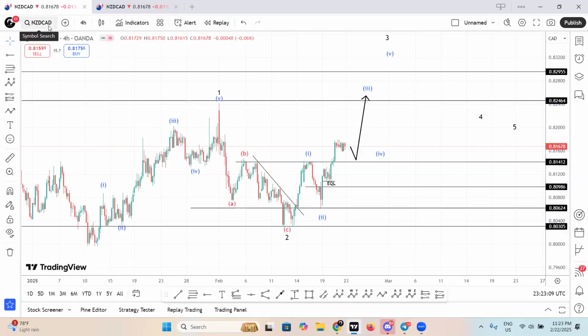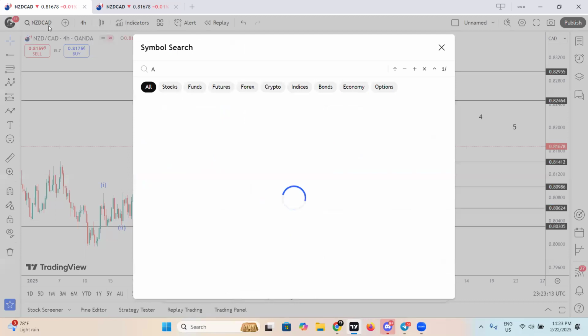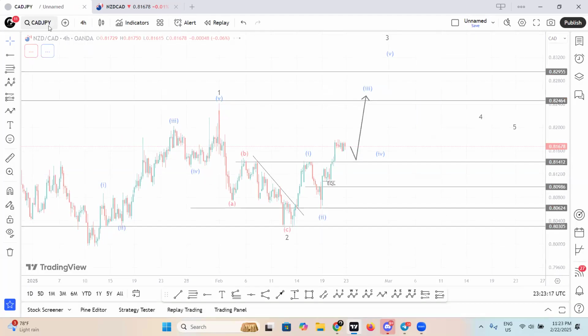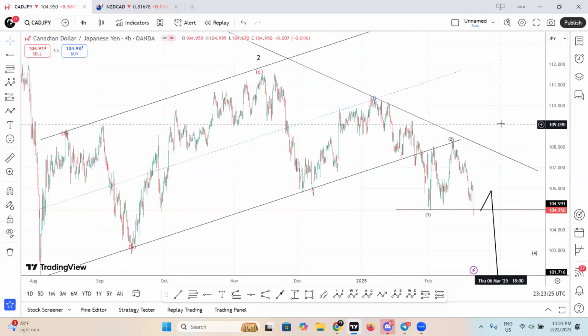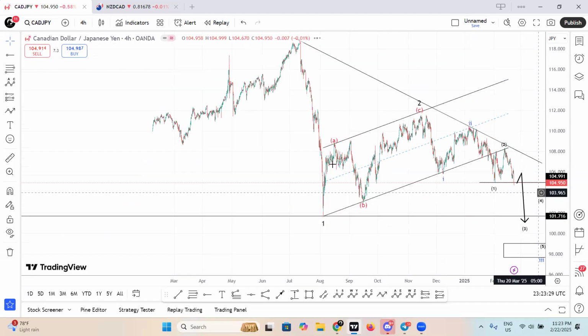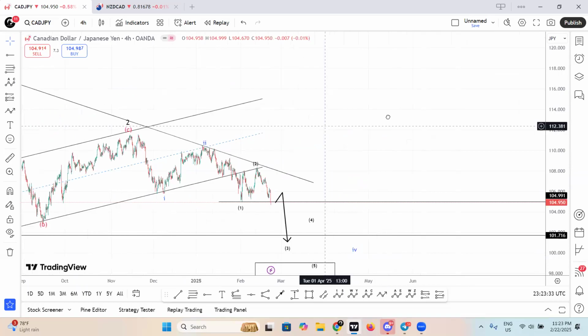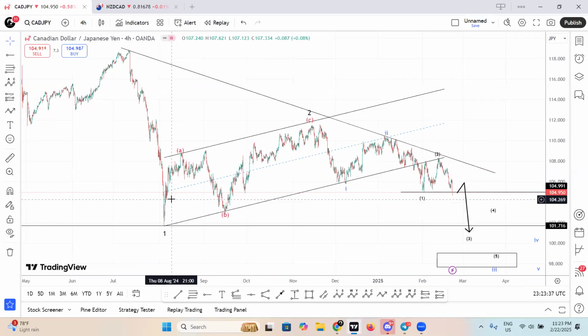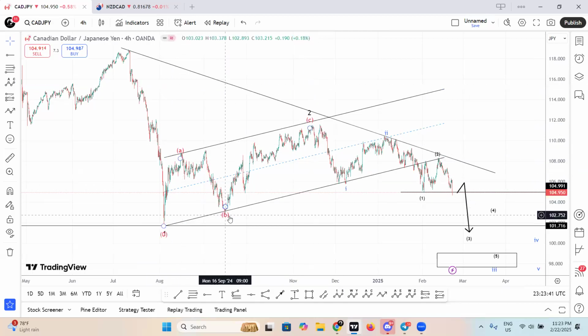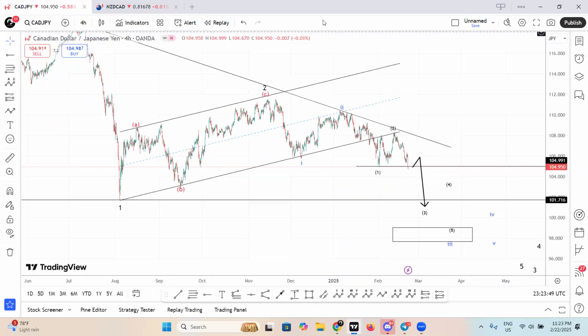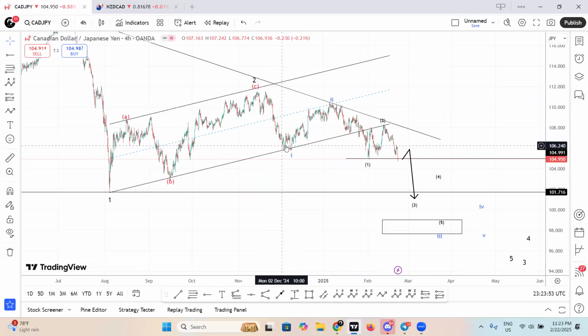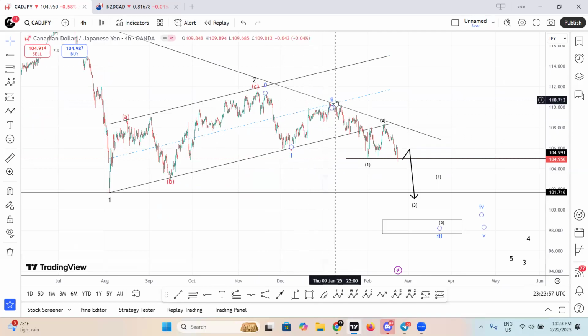So next on our list, we have CAD/JPY. On CAD/JPY, this is what we have. This was wave 1, then ABC correction of wave 2. This is minute ABC correction wave 2. Then after correction wave 2, we expect price to go down for wave 3. You can see a first drop, then correction A, B, and C for wave 2. Then after the correction A, B, C for wave 2, we have another drop to the downside.